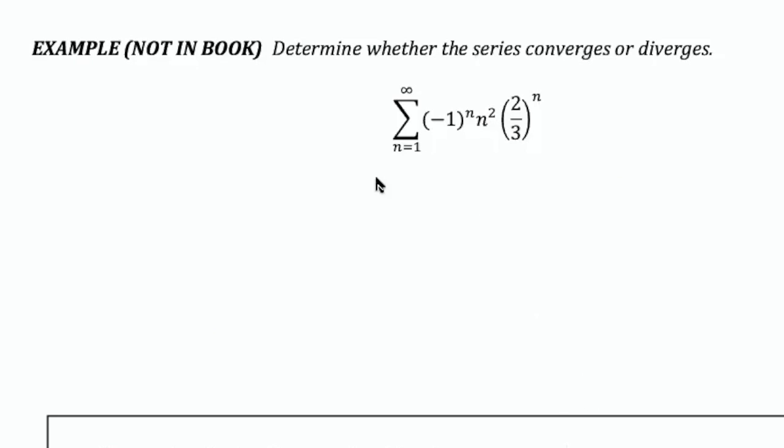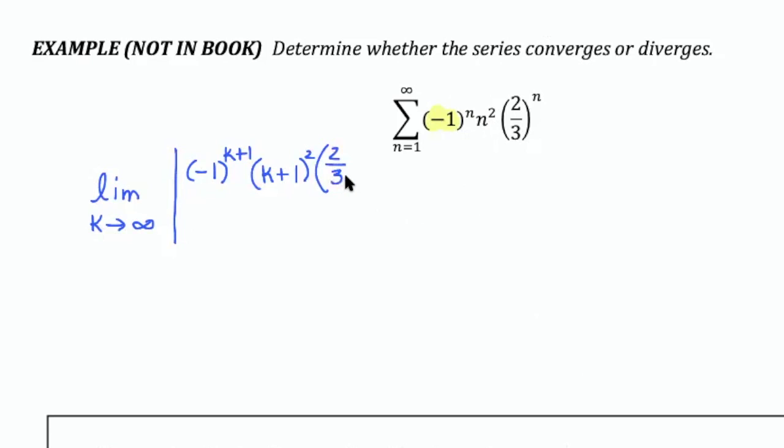Here's another example. I thought we'd do another one. This one's not in your book either. Again, we kind of see this -1 in there, so we're thinking, okay, this is probably going to alternate. So we'll go ahead and try our new version of the ratio test. I write out a sub k plus 1 all over what the original a sub k would look like.